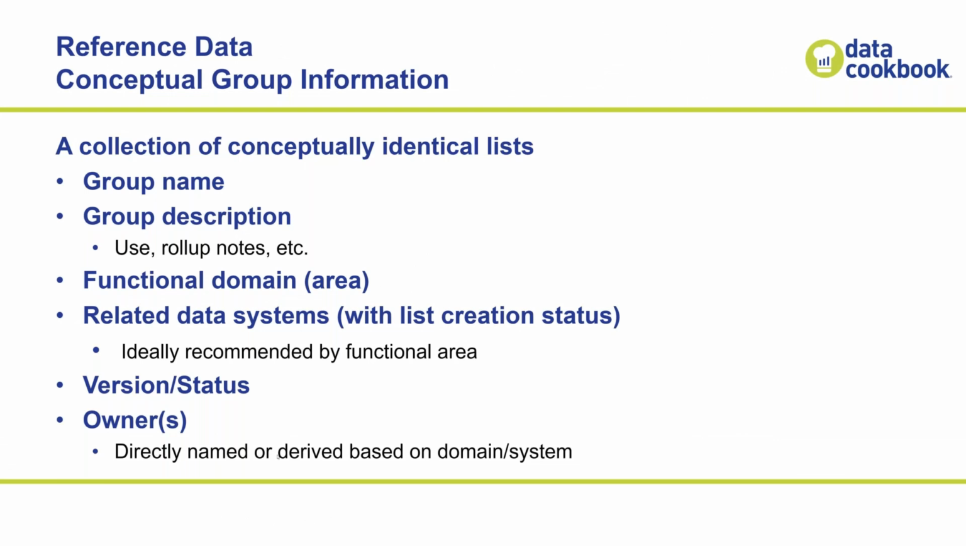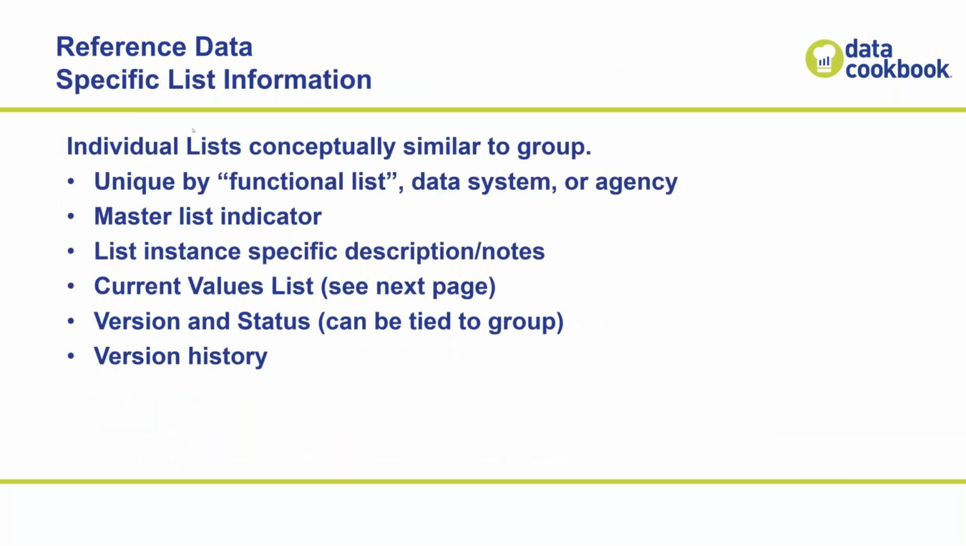Owners, as I just said, you could track as a direct one, or it could be derived from a workflow or management, from the attributes of these things between data systems and functional domains. Then there's the specific list, the individual lists within a group. The conceptual list and the specific list could be one and the same, with just one list in it, and that could be fine. It's just that once you start having more than one system where it's stored, you want to think about blowing that out into a group.